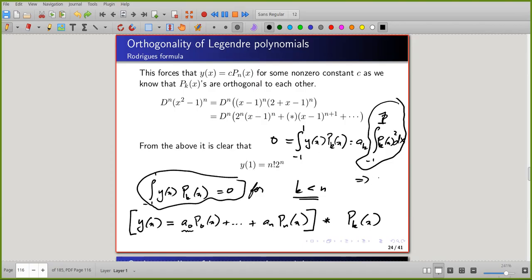That implies that a_k is 0 for k strictly less than n. Okay, so I hope this answers one question. I hope this clarifies.